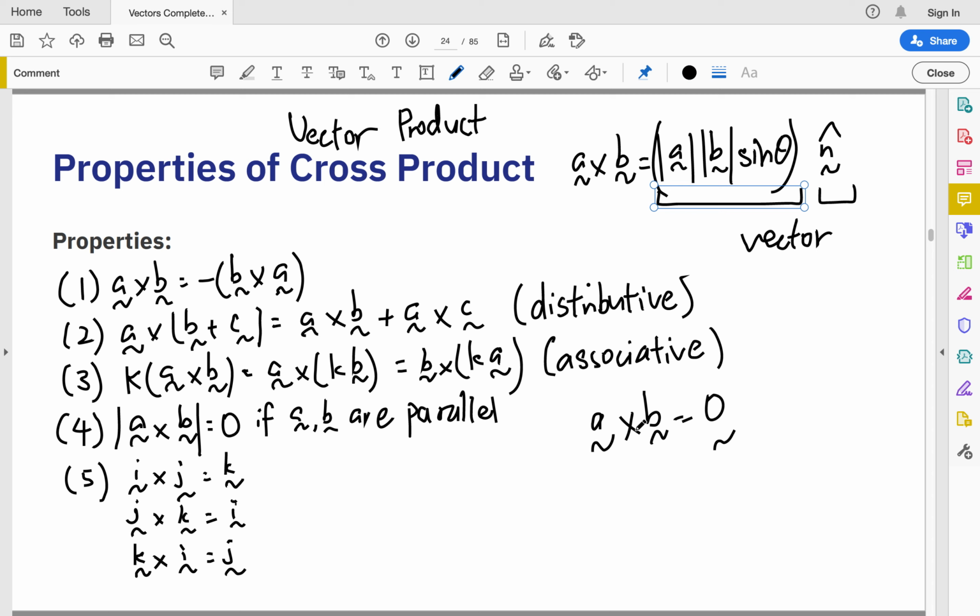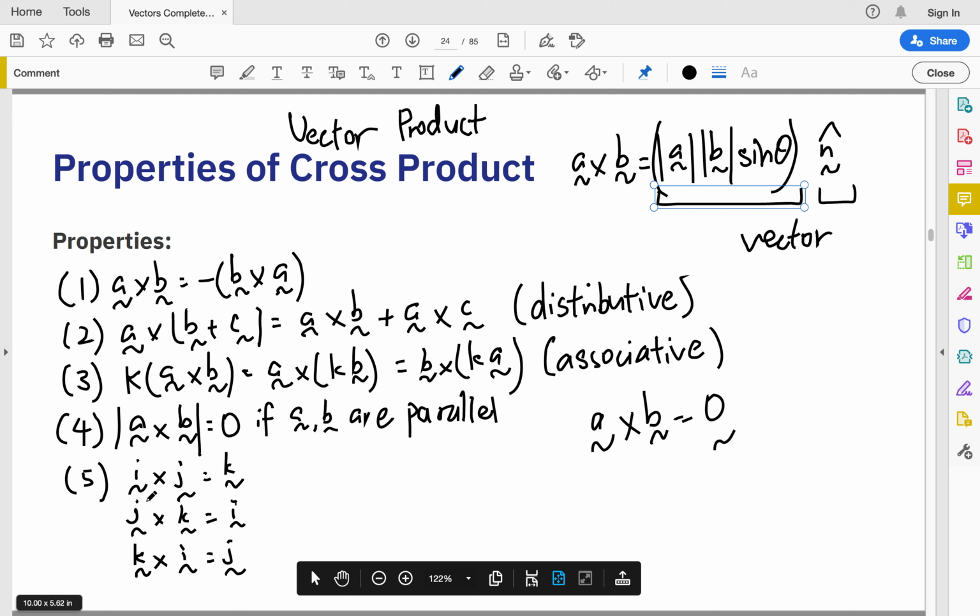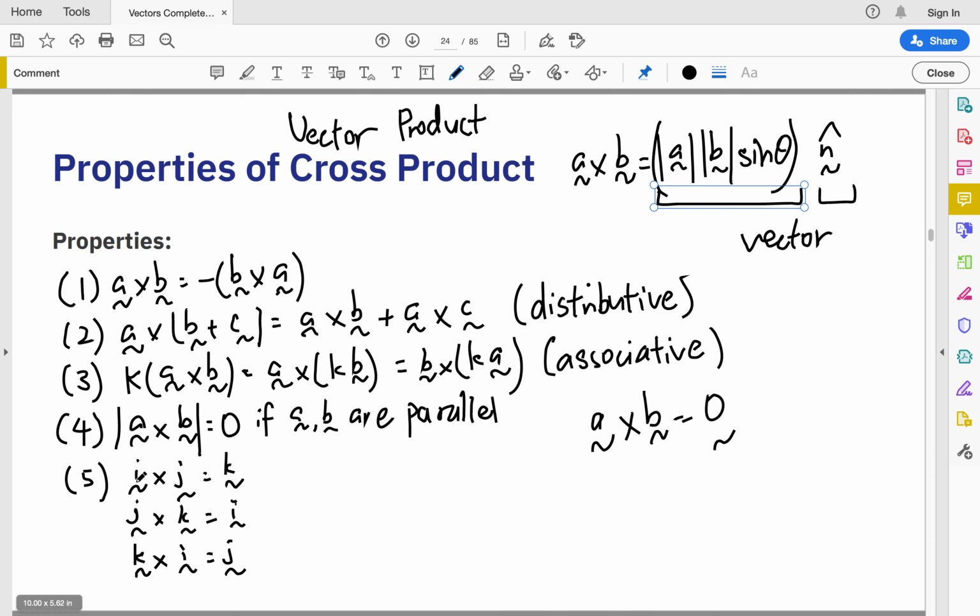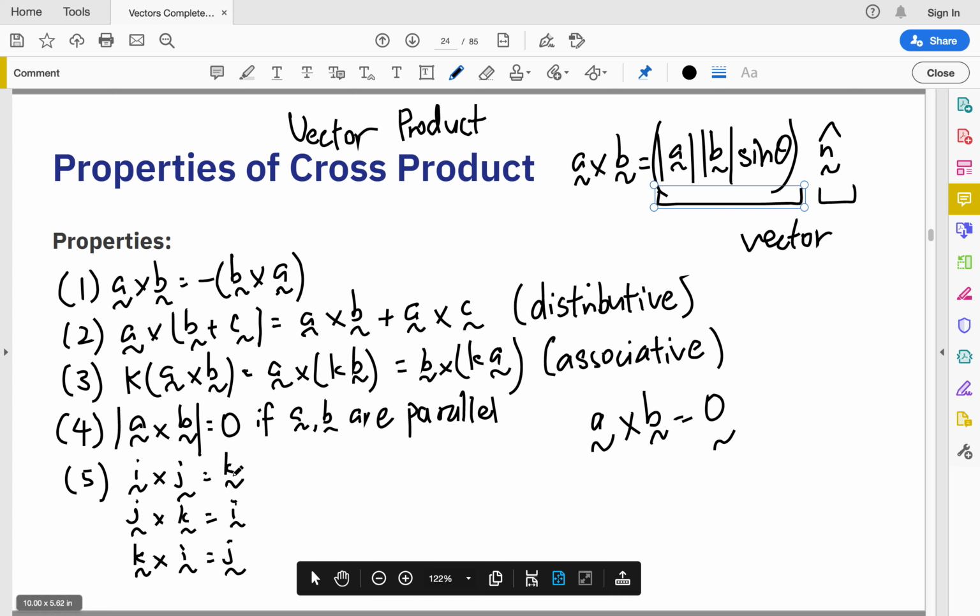Okay, so a cross b will be equal to the 0 vector, but if you take the magnitude of a cross b, we'll get 0. So as explained earlier, using the axis, any two unit vectors crossed together will give you the other one, because the other one would be perpendicular to both of the previous ones.